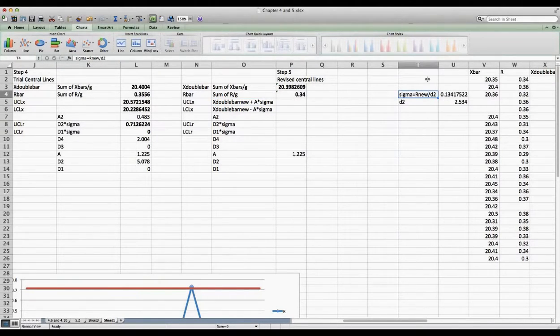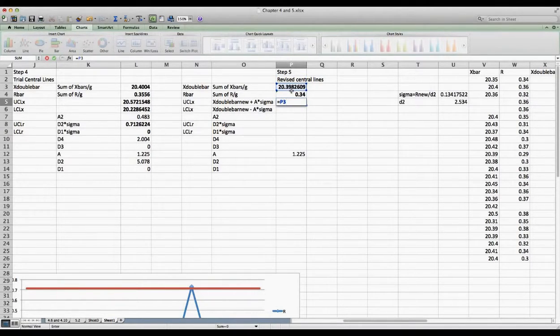I typed it. To get that sigma value, all we do is look at this R new value, which is 0.34, and divide by this D2 constant that I looked up in the back of the book in the table, 2.534. So I'm going to take this value, P4, divided by this constant.